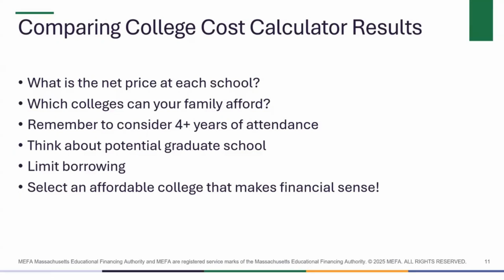Think about whether the student is looking at graduate school in the future before you make that decision for undergraduate costs. Potentially, the student may need to borrow a lot more for graduate school, so you'll want to keep that undergraduate debt to a minimum, limiting borrowing wherever possible, and select a college that's really going to make financial sense for the student and family.